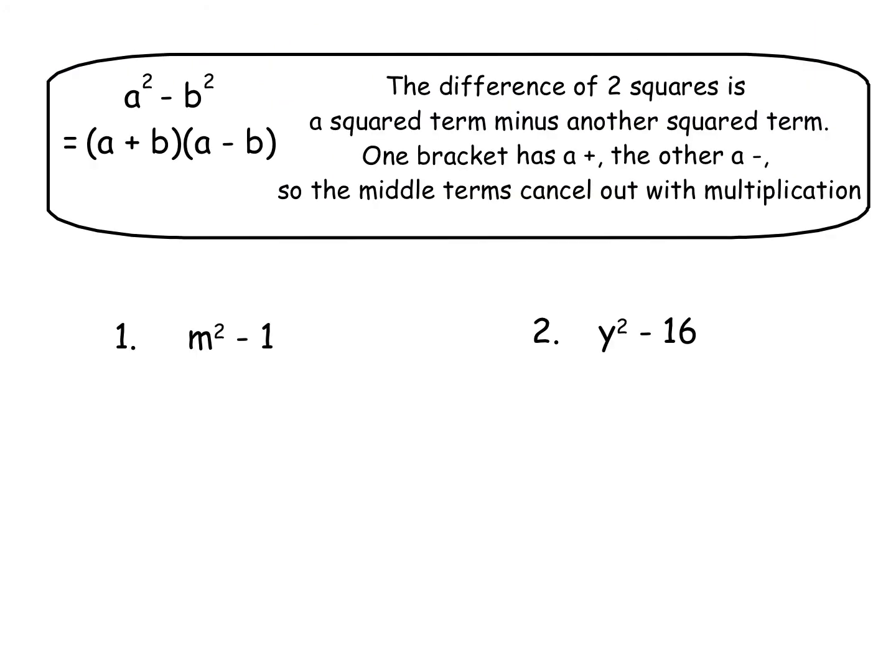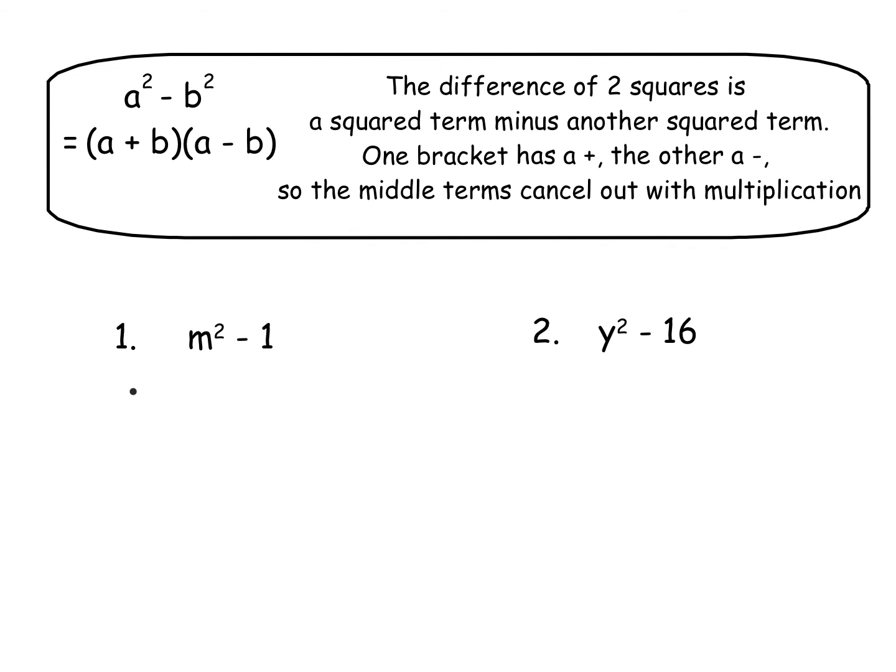So this is just a wee generic bit that I get pupils to write down, just to remind them that a square term minus a square term can go into two brackets where we take the square root of each term, one with a plus, one with a minus. So remember, this is just repeating what I've said. A difference of two squares is a squared term minus another squared term. So here are some examples.